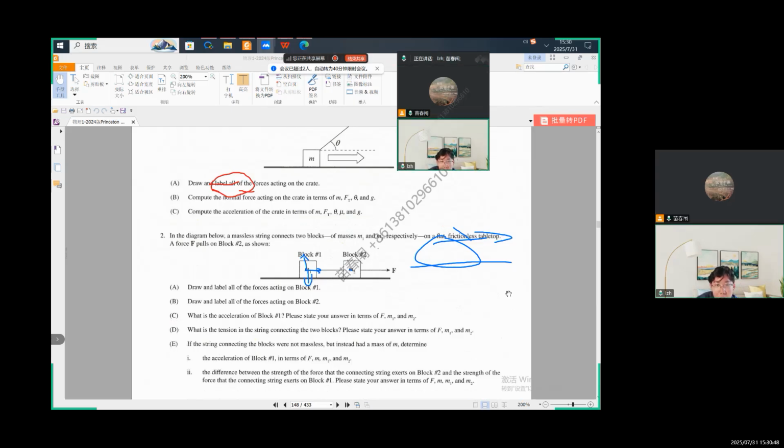Force F pulls on block 2. So because we have this and this, there's a force pulling on this, but also because block 1 has a mass, it's pulling it backwards. Yes, very nice.